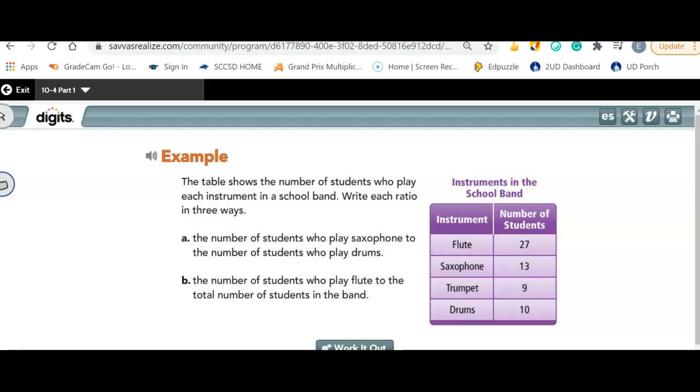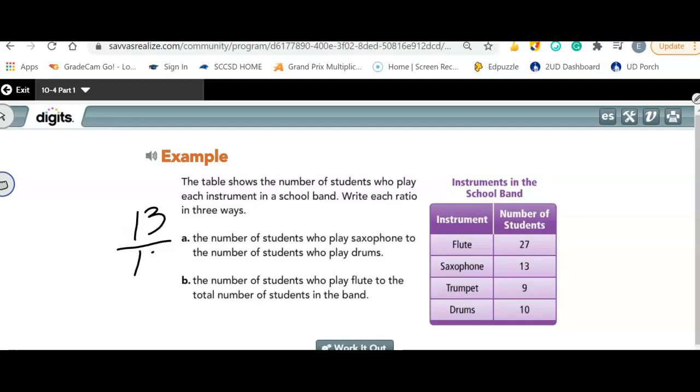A. Write the number of students who play a saxophone to the number of students who play the drums as a fraction. Then that goes right here on your guided notes, that first line. And the second one goes the number of students who play the flute to the number of students in the band. Go ahead and write your fraction there. A, the number of students who play the saxophone, the number of students who play the drums. What would the ratio be as a fraction? Ella?